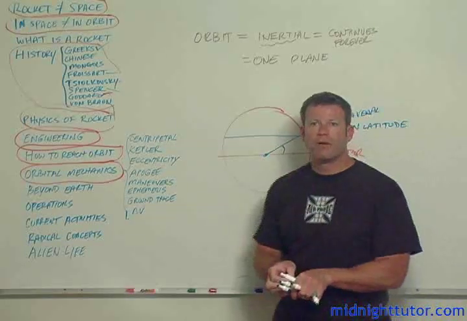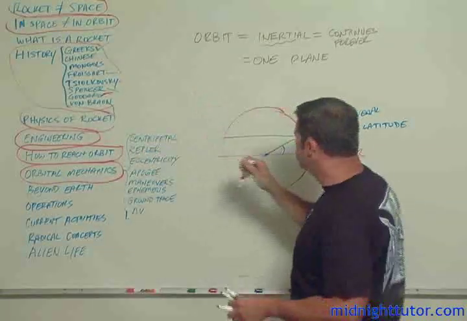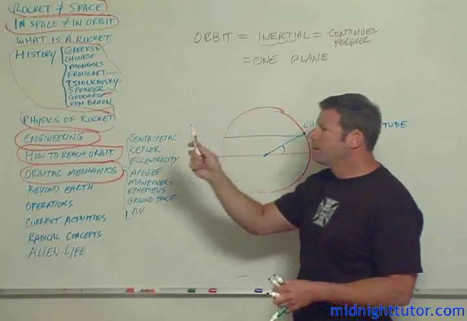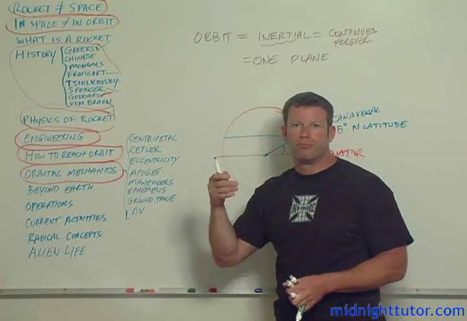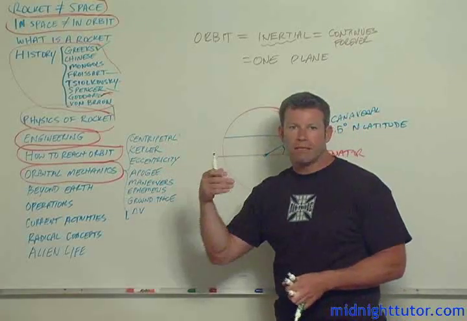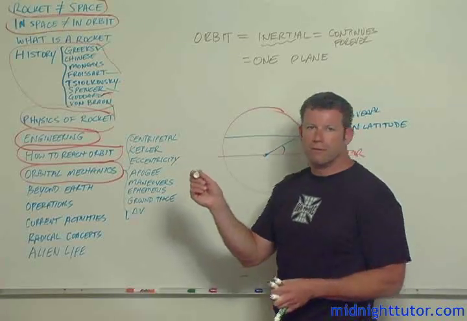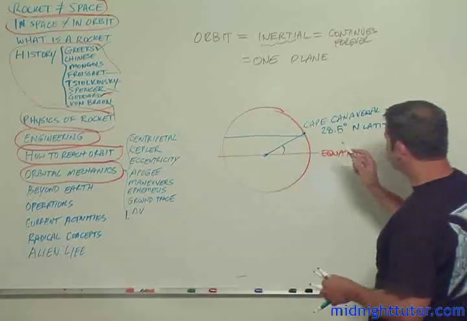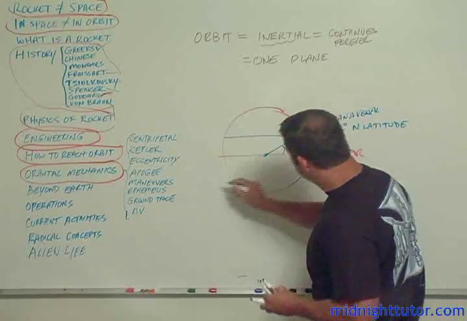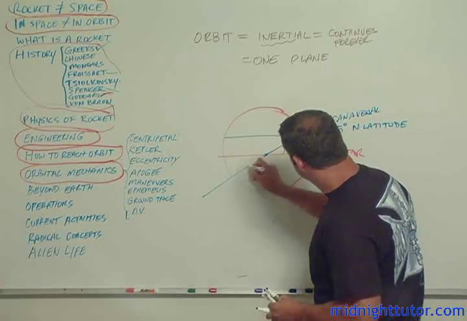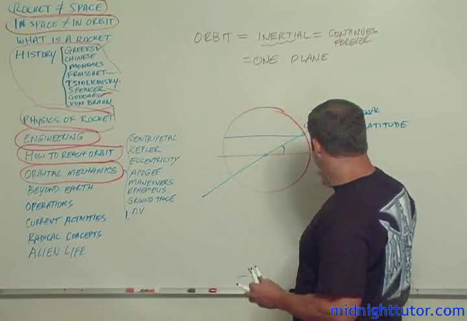We launch straight up because we want to get through the atmosphere as fast as possible. We also take advantage of the fact that the Earth is rotating and we launch to the east. That gives us a little additional boost, some free velocity. And we also go over the ocean, so there's less risk to life. But when we achieve that speed and go into orbit, we're in an orbit plane that's at an angle relative to the equatorial plane.